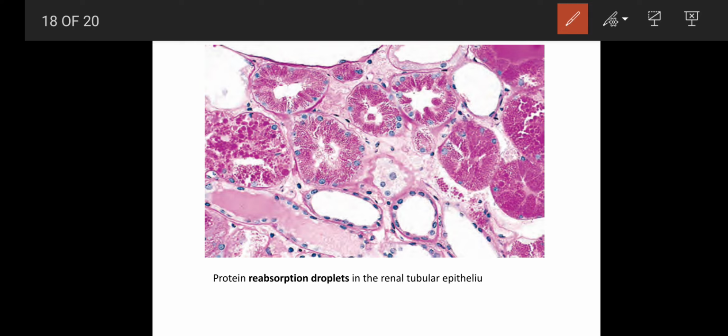Look at this image. Now this is an image of again an intracellular accumulation, and what has accumulated over here? Proteins have accumulated. We call them reabsorption droplets. As I have already explained in my previous lectures, whenever there is proteinuria in renal diseases, excess amount of protein is filtered by the glomerulus. Now this protein will be reabsorbed by the tubule.